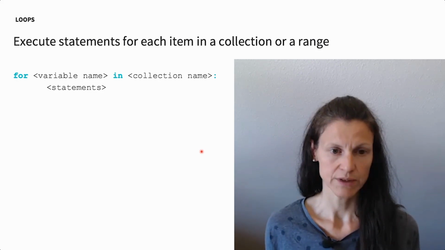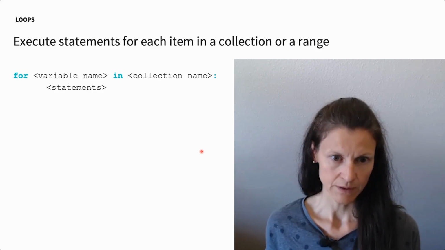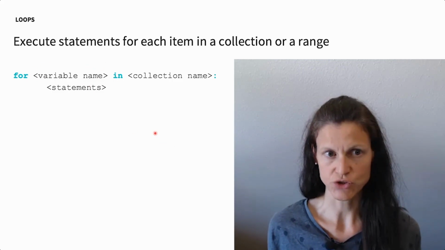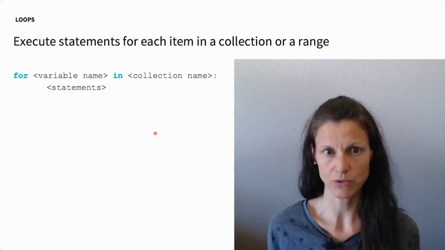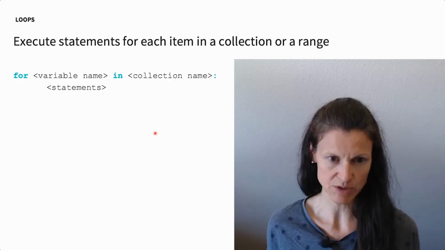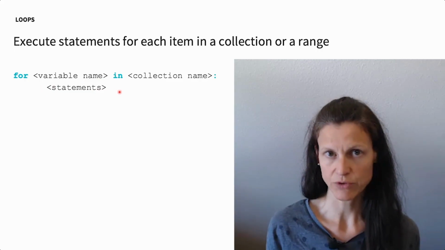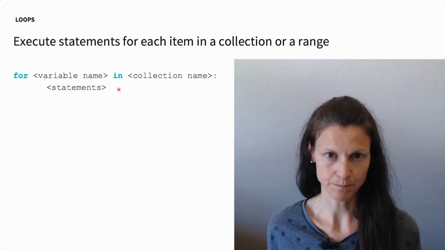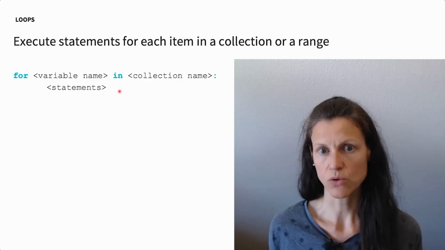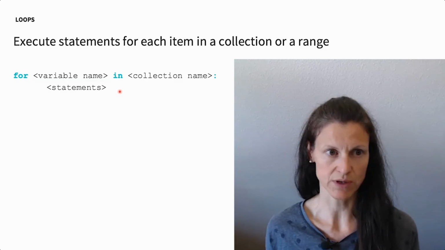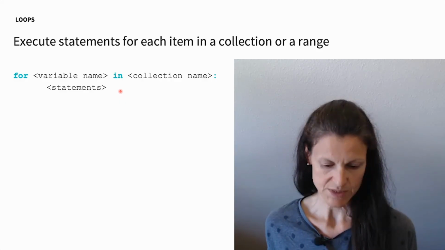And in each loop, the variable name takes on one element of the collection, or it holds one element of the collection. And then in the statements block, you can work with the specific item of the collection via the variable name. Internally, this uses so-called iterators. For more details on that, there is also a respective shortcast.